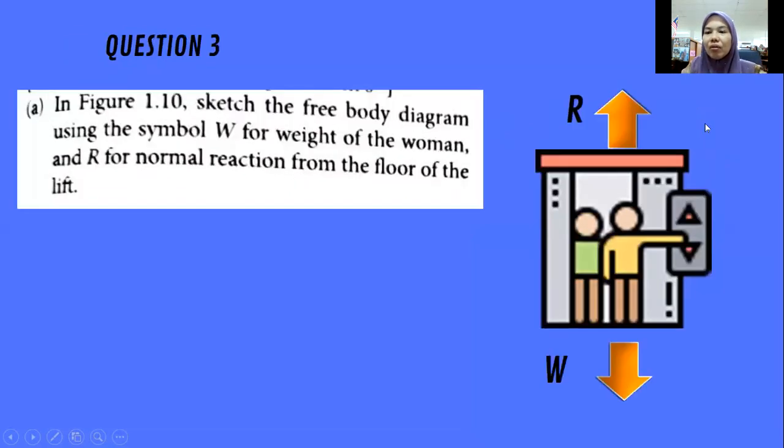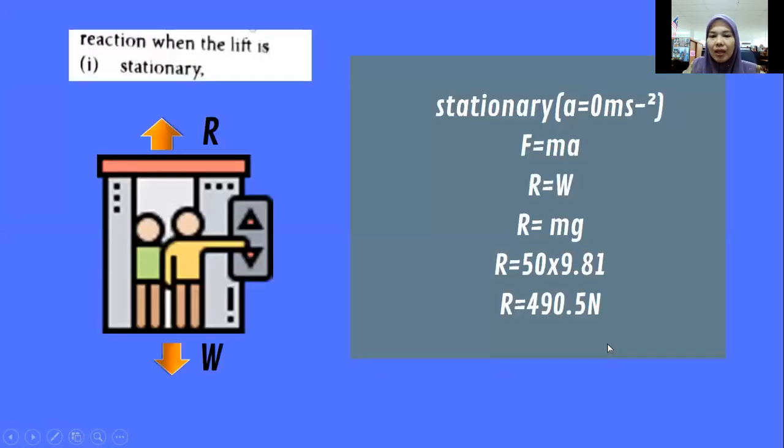Okay, how to solve this question? You have to draw the free body diagram first. Sketch the free body diagram using symbol W for weight and R for reaction. And you know how to draw the free body diagram.